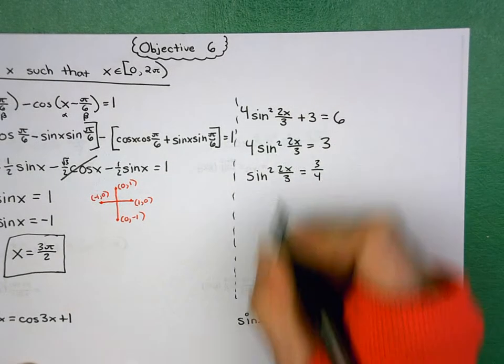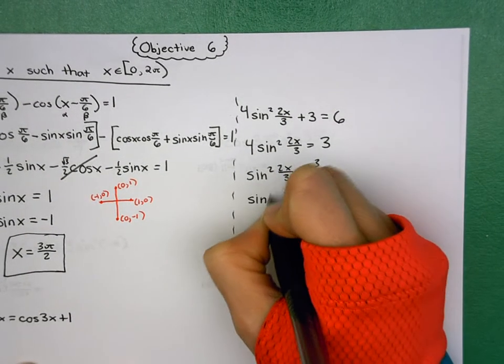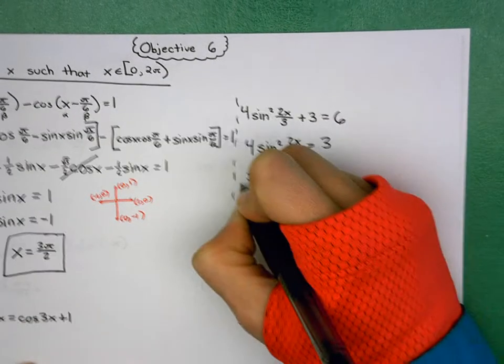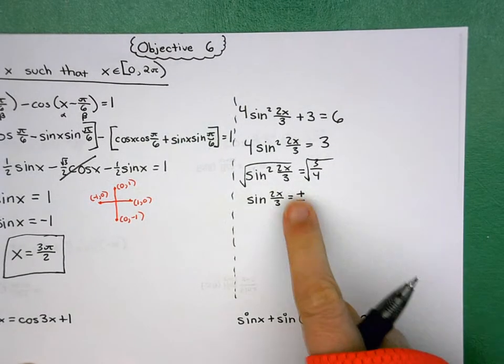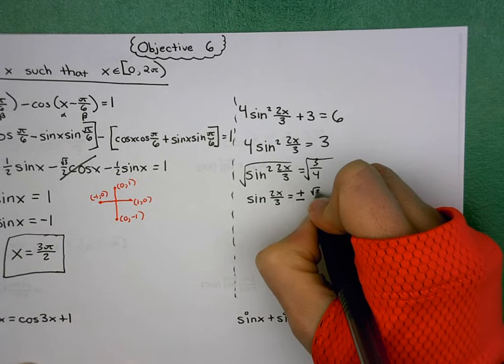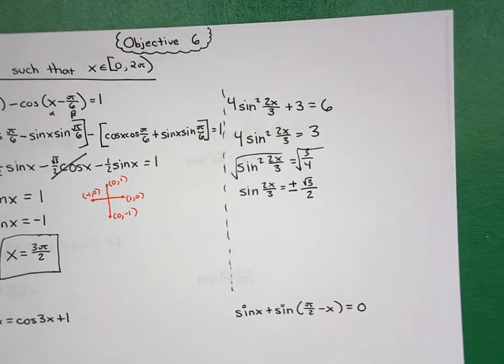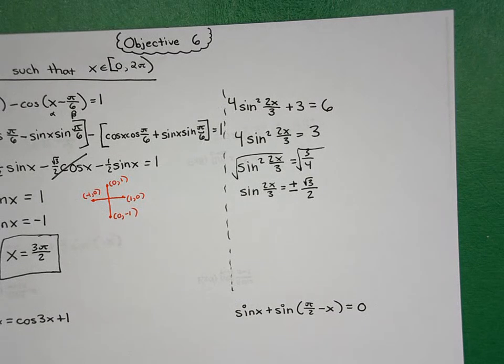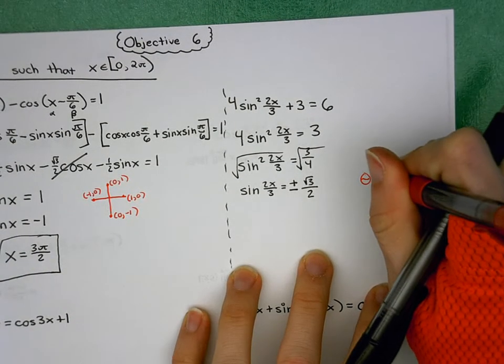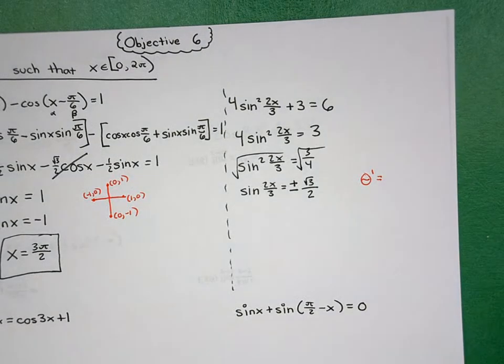And then square rooting both sides, we get sine of 2x over 3 equals plus and minus, because remember, when you square root, it's plus and minus. And then this is root 3 over root 4, or 2. And so then the question becomes, well, for what values would my sine equal plus or minus root 3 over 2? The reference angle for this one, what gives me a sine of root 3 over 2, would be pi over 3.